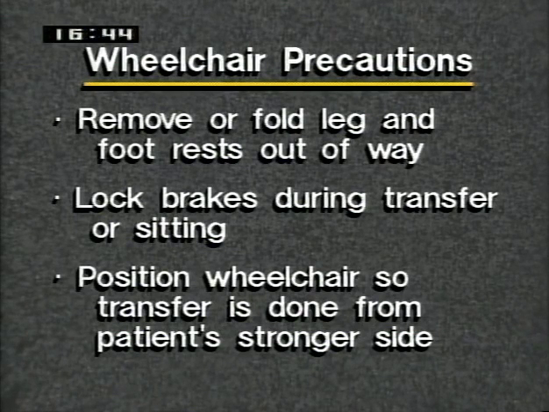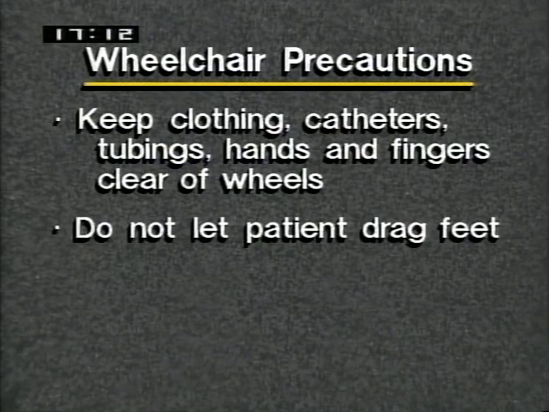Position the wheelchair so that the transfer is done from the patient's stronger side. For example, if your patient has right-sided paralysis, position the wheelchair closest to the patient's left side. This will maintain safety while promoting the patient's assistance. Check that all clothing, any catheters or tubings, and the patient's hands and fingers are clear of the wheels before moving the chair. Don't let the patient drag his feet on the ground.